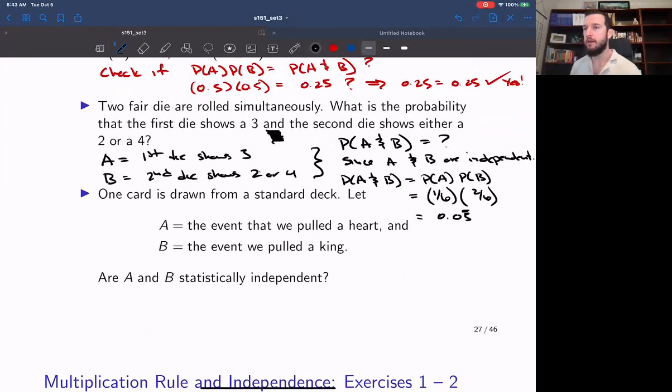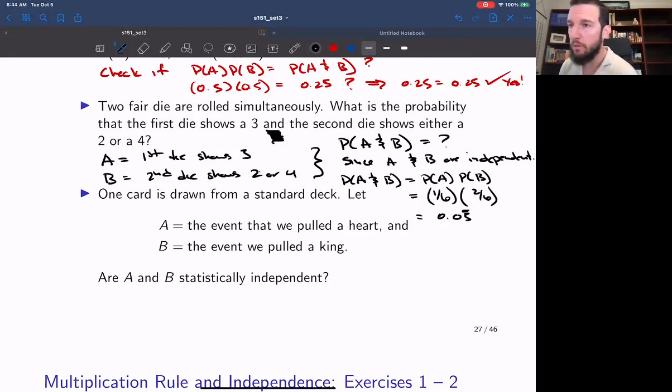Okay, the last example is a bit of a mind twister. This one is saying 1 card is drawn from a standard deck. Just 1. Let A be the event we pull a king or pull a heart, and let B be the event we pull a king. Are A and B statistically independent?